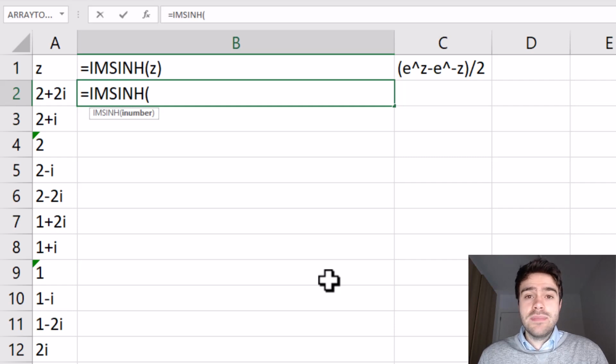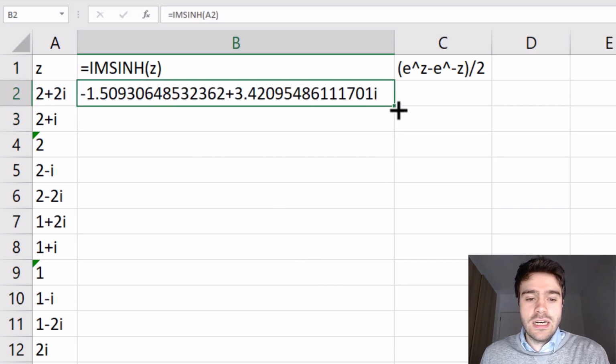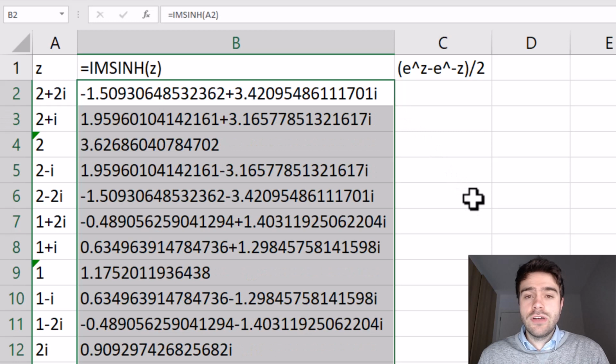I indicates the imaginary part. This could also be J. So we supply this complex number, close the parentheses and pull this down. And there we have the results of the hyperbolic sine of the complex number.